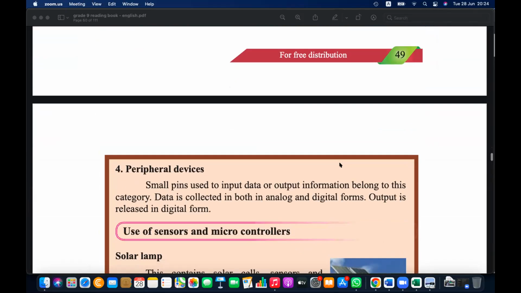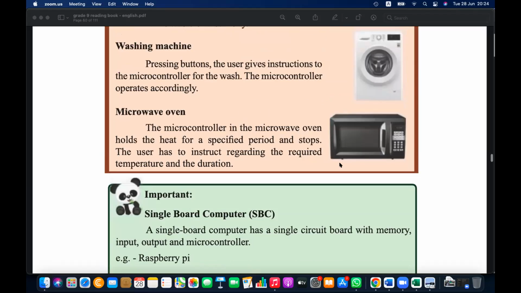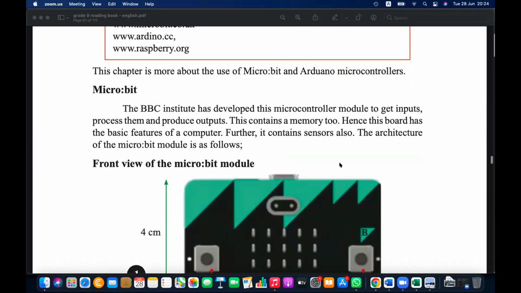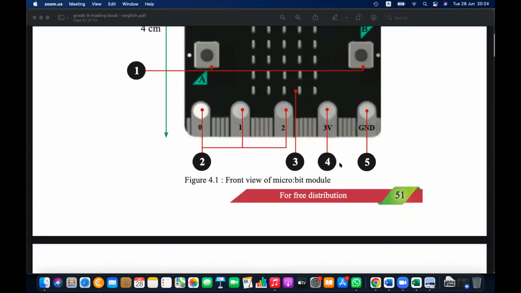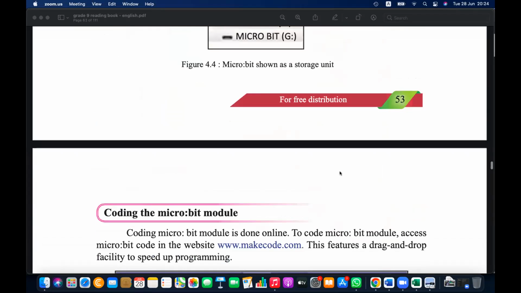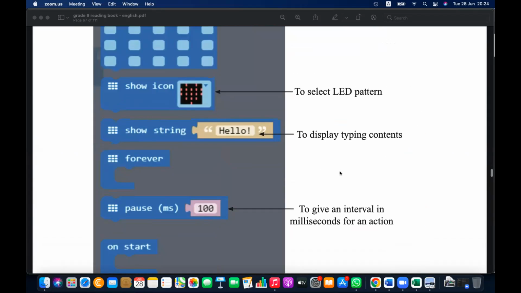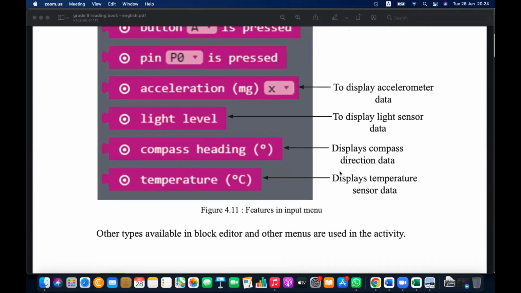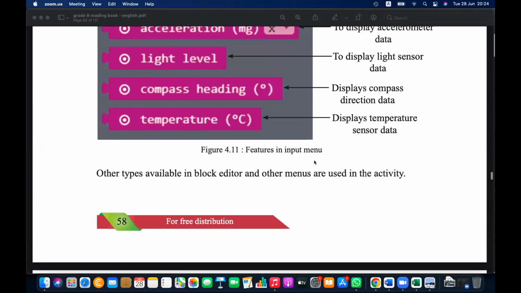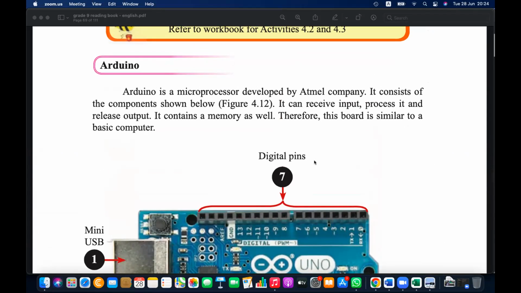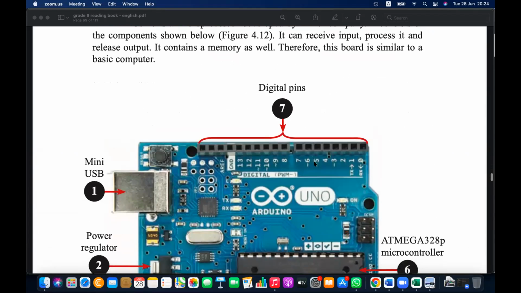Then we learned about the different devices which use microcontrollers, single board and single chip devices, and then the microbit. So we have just learned the microbit basics. Today we have to discuss the sensors related to microbit. But before that, I'm thinking of discussing Arduino as well. Then the sensor part we can discuss together for both microbit and Arduino.